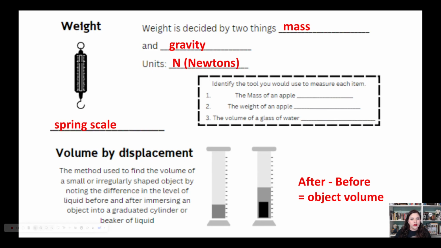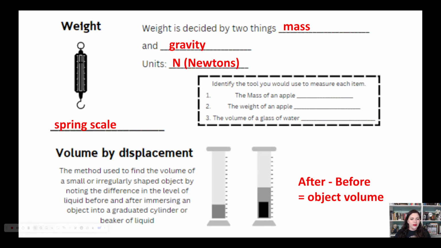So let's look at the questions that you have right here. What tool would we use to measure each item? The mass of an apple. Well, mass is going to be grams or kilograms, right? And we're going to use either a triple beam balance or a scale to measure mass. The weight of an apple, weight has to do with gravity, right? So we're going to use a spring scale. And then the volume of a glass of water, water is a liquid, so we're going to use a graduated cylinder for that.